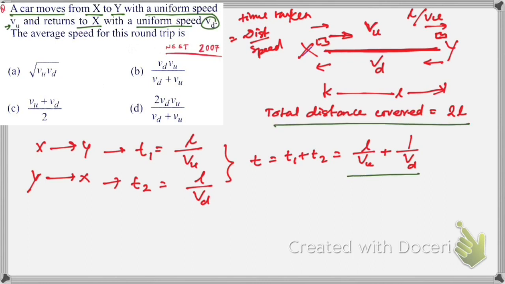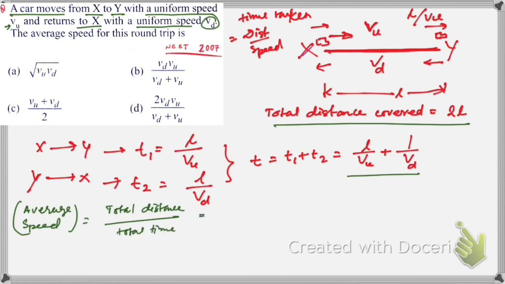This is the total time taken, and here we have got total distance covered, we have got total time taken, and the speed, we know that average speed is given by total distance covered by total time, right? Here the total distance covered is twice L, and time taken is L by VU plus L by VD. So what you will get if you simplify this? So let me clean all these things.